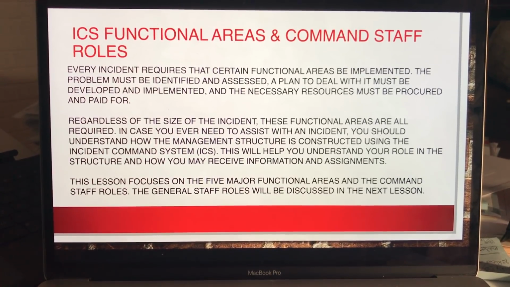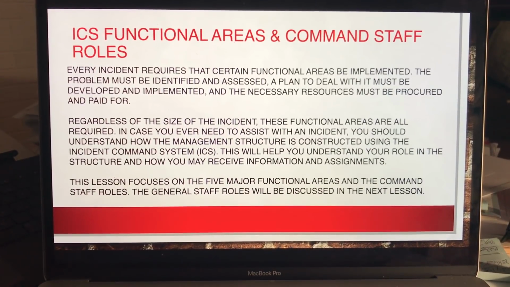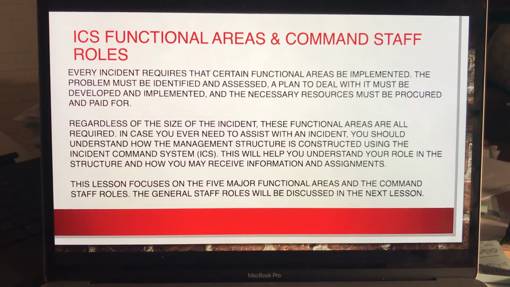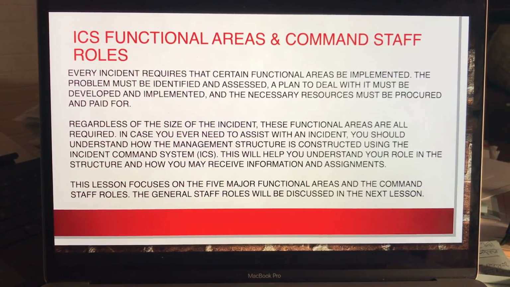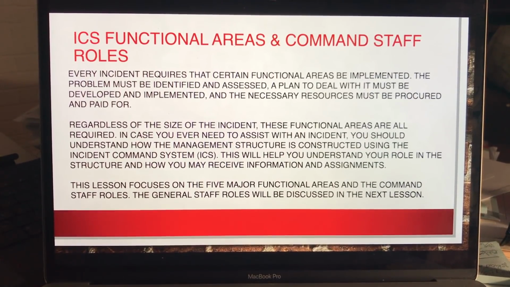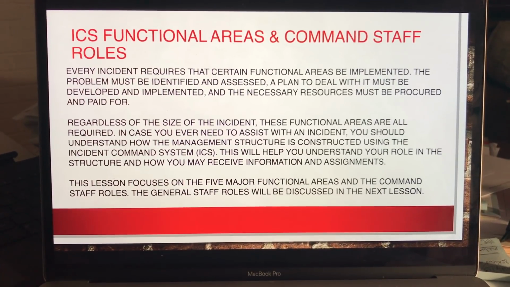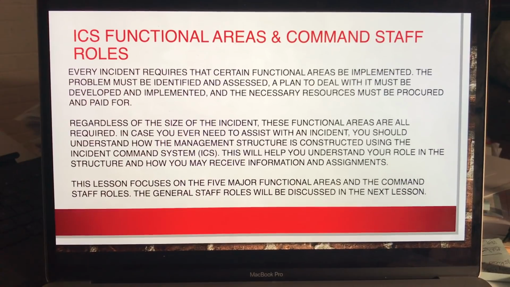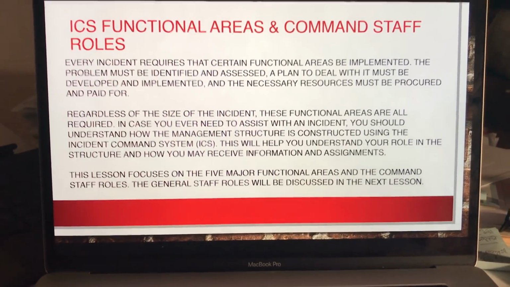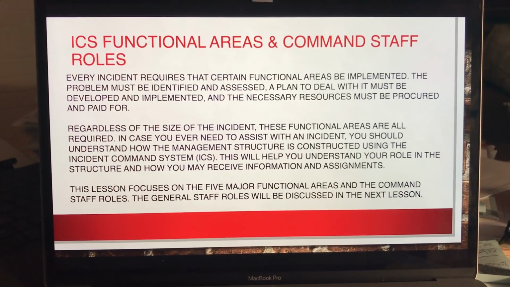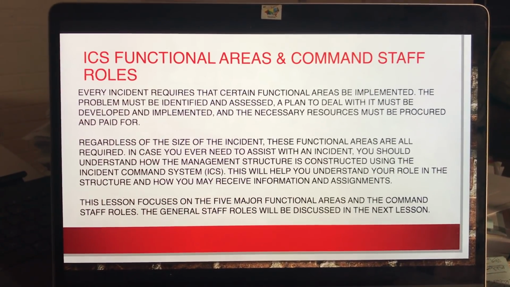So let's take a look at ICS functional areas and command staff roles. Every incident requires that certain functional areas be implemented. The problem must be identified and assessed. A plan to deal with it must be developed and implemented, and the necessary resources must be procured and paid for. Regardless of the size of the incident, these functional areas are all required.